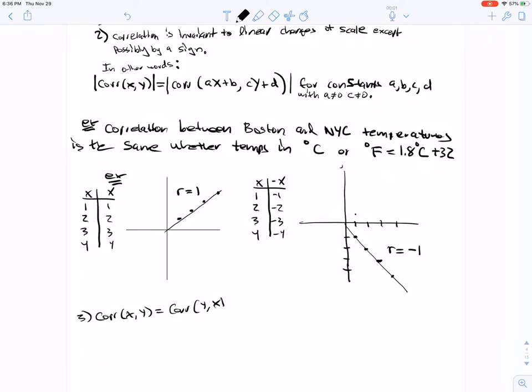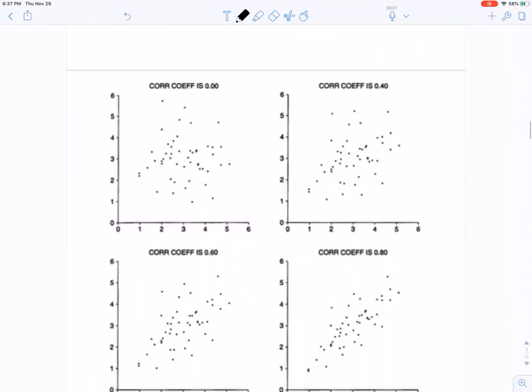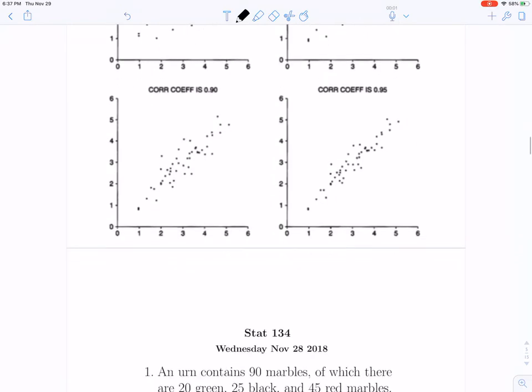And to see how you could possibly change sign, just consider Y to be X versus Y to be minus X. That will basically flip r across the x-axis. So r is 1 becomes r is minus 1. And then the third property is that correlation doesn't depend on the order of X and Y. Here are some correlations going from 0 to 1.